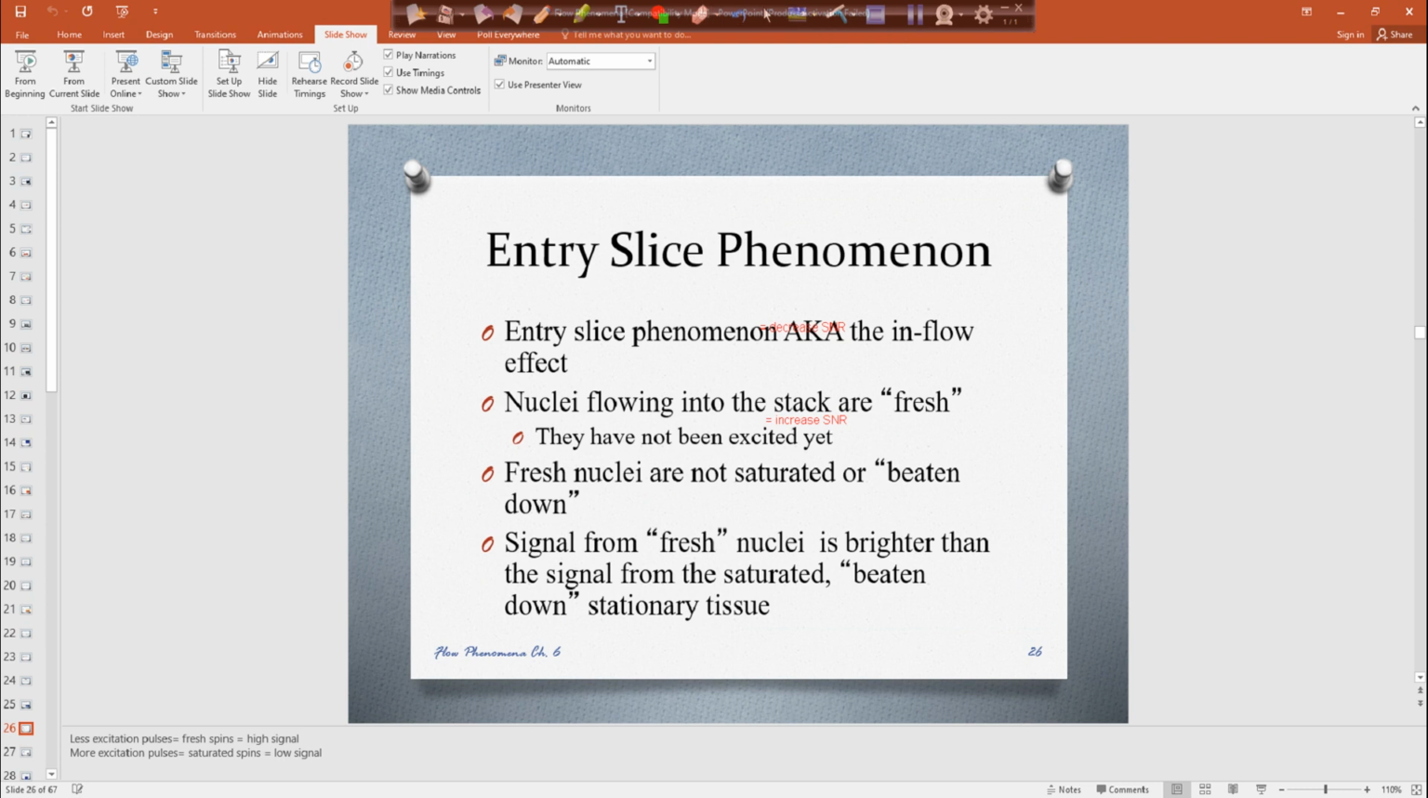All right. Our next phenomenon is called entry slice. So our first phenomenon was time of flight. Our second phenomenon is entry slice. This is sometimes referred to as the inflow effect. In this situation, the nuclei that flow into the stack are fresh. They have not been excited yet or beaten down. And then our saturated tissues are beaten down.